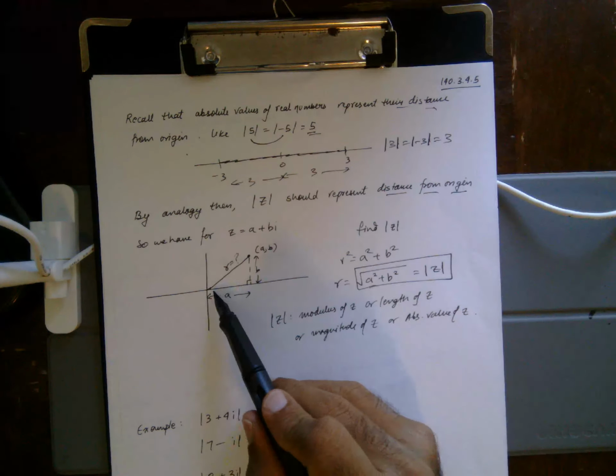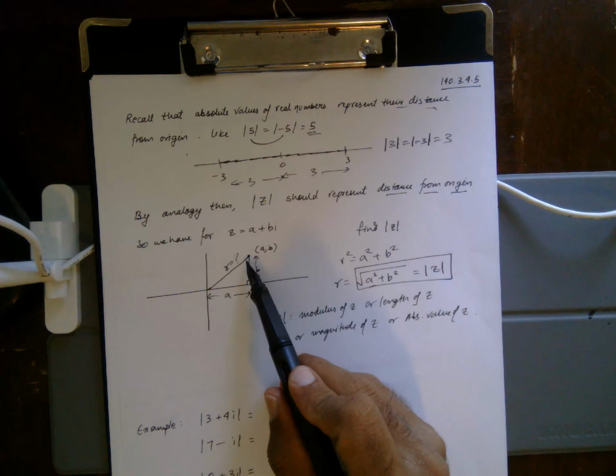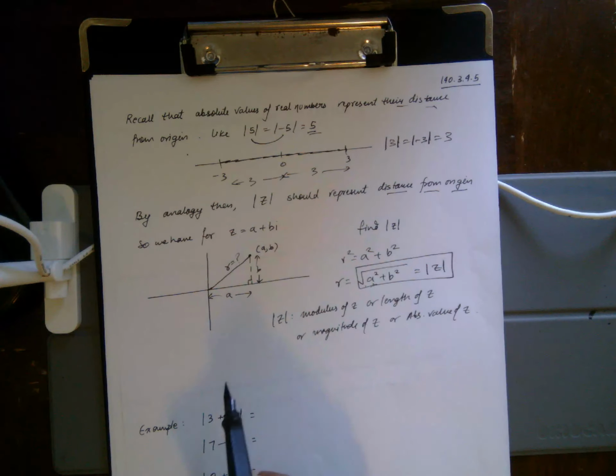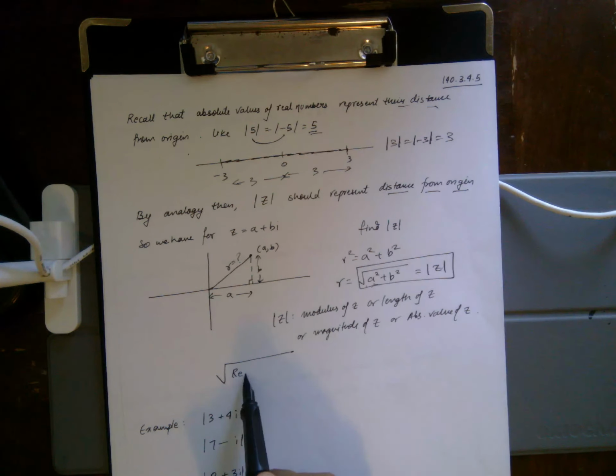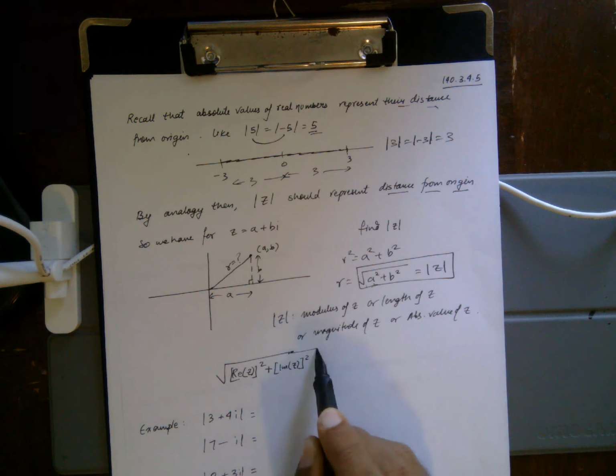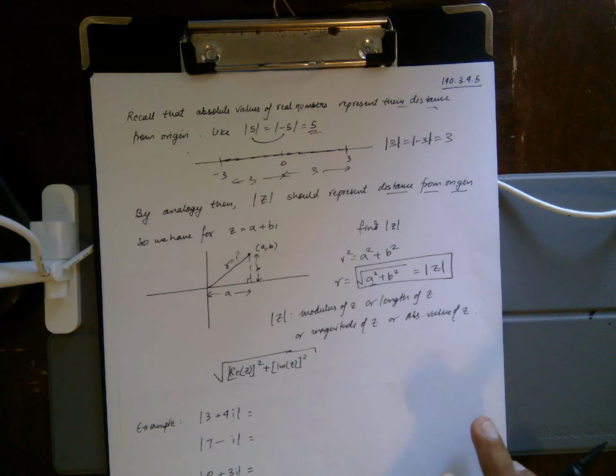So what it is, is just the length. It's the distance from the origin, and it's the square root of the real part, right? So if I were to write this more generally, it's the square of the real part of the complex number plus the square of the imaginary part taken under square root.